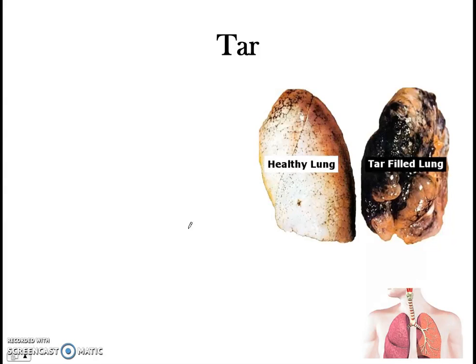Tar is that black gooey substance, and if it accumulates in your lungs, it just totally messes them up. Why would you want your lung to look like this? So this is a healthy lung, this is a tar-filled lung. So tar is, firstly, ugly. Right? Secondly, what other effects does it have?